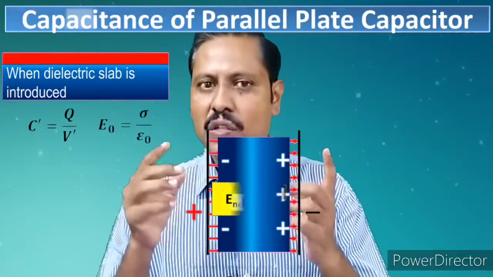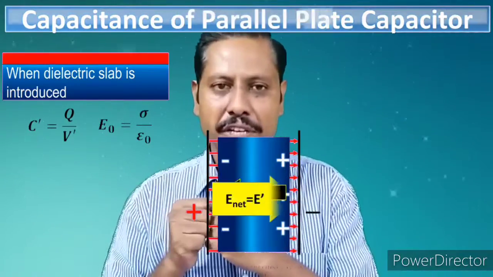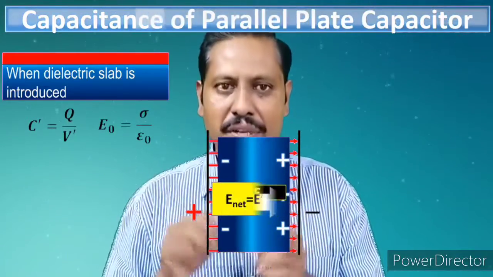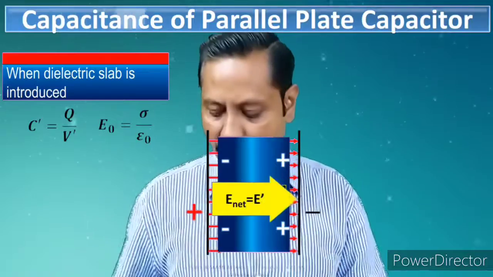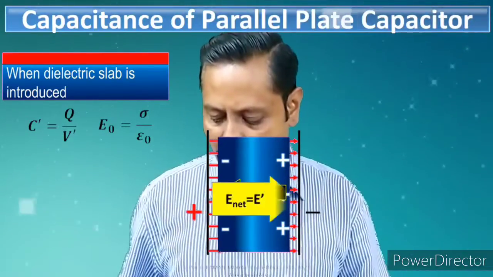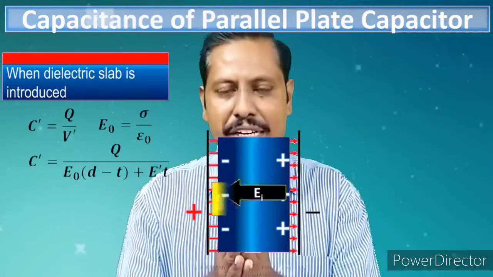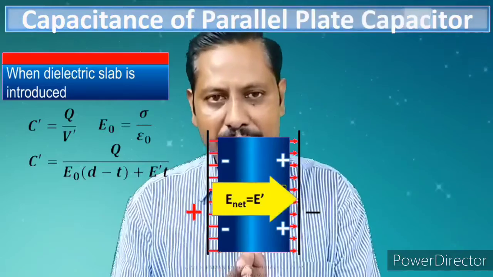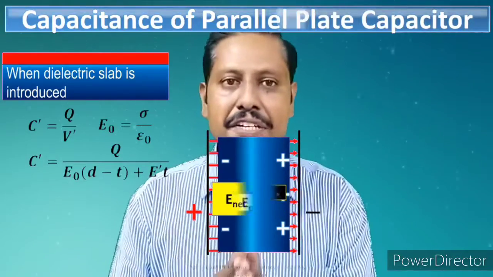Now this electric field is not for the entire region here. It is only up to wherever we are having the air, meaning excluding the slab, the electric field will be simply sigma upon epsilon 0. Now just put the values here. We can write C dash equal to Q upon E0 into d minus t plus E dash into t.